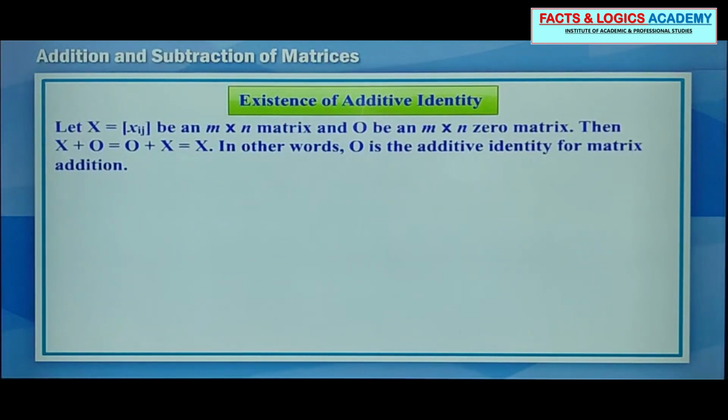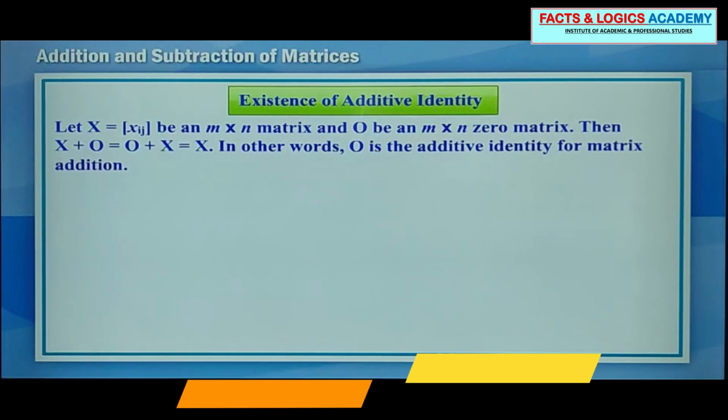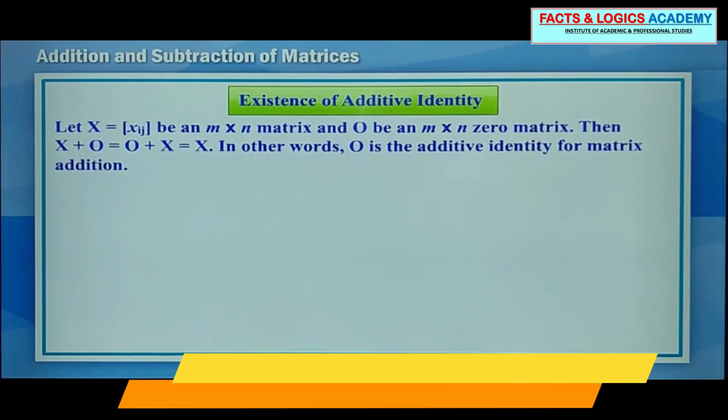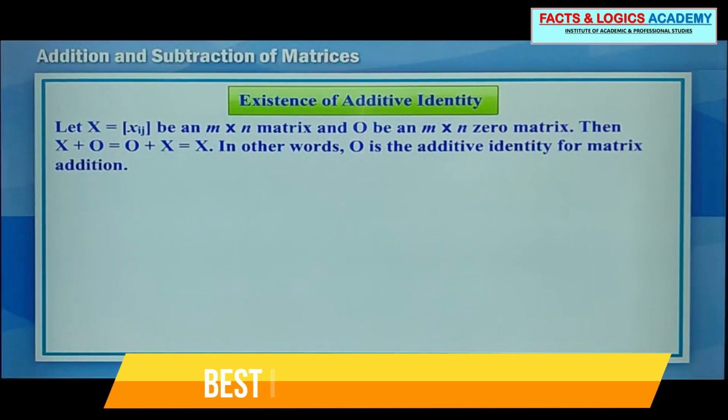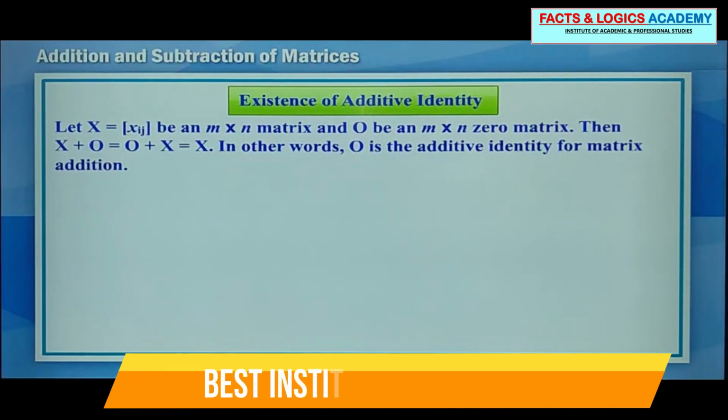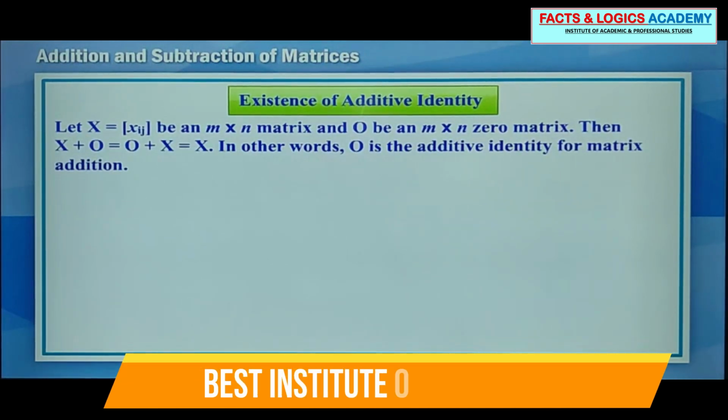Additive identity exists for a given matrix. Let X be an M by N matrix and let O be an M by N zero matrix. Then X plus O is equal to O plus X, which is equal to X. In other words, O is the additive identity for matrix addition. Let's verify the additive identity.